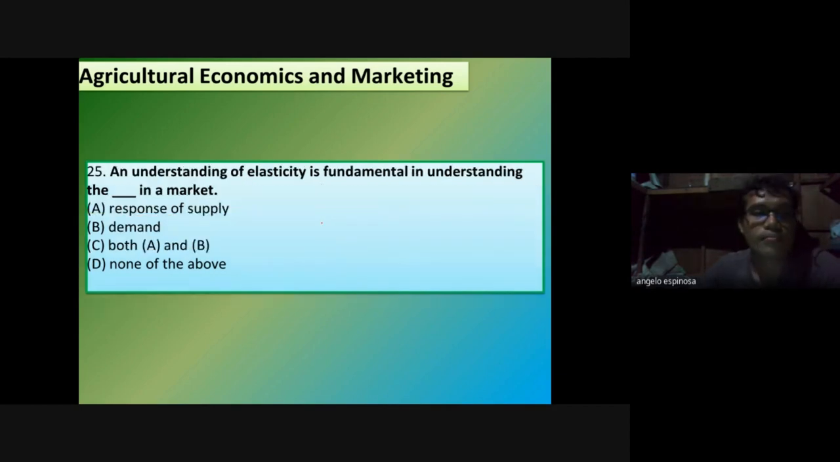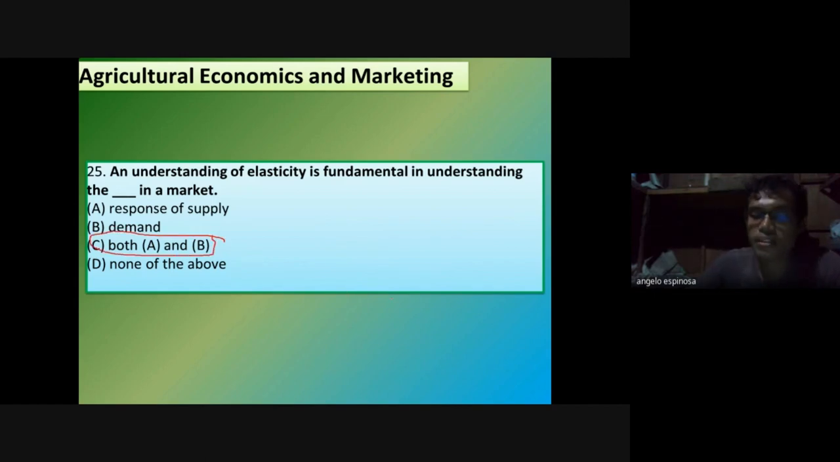Ayan. Number 25, an understanding of elasticity is fundamental in understanding the blank in the market. So what do you think is the correct answer? The correct answer for this question is letter C, talk about the response of supply and the demand.